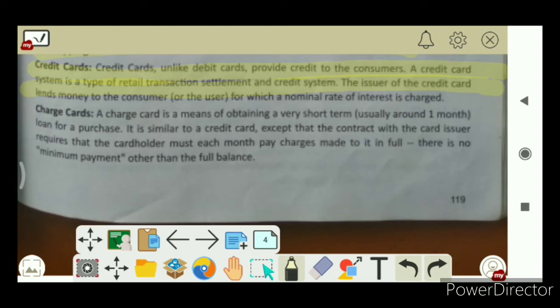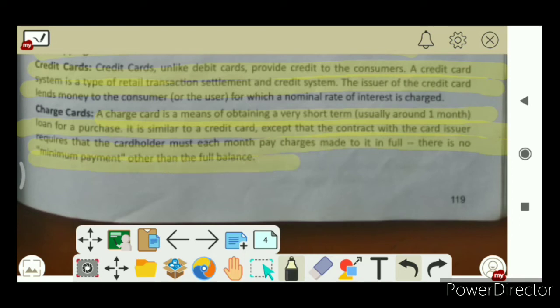A charge card is a means of obtaining a very short term, usually around 1 month, loan for purchases. It is similar to a credit card except that the contract with the card issuer requires that the card holder must pay the charges made to it in full each month. There is no minimum percentage other than the full balance.